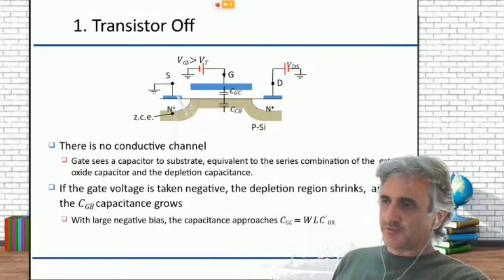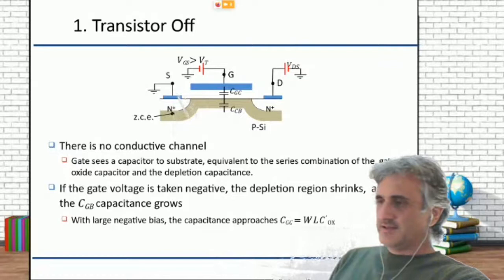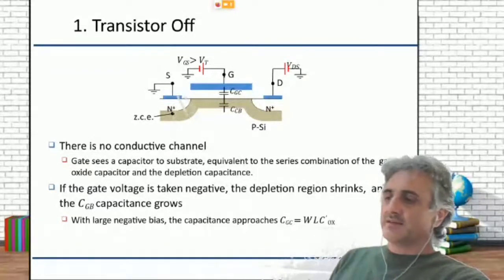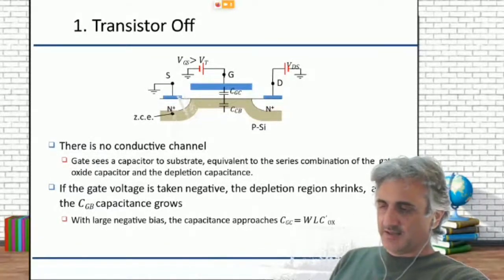But for large negative bias, what you get is that the gate channel is the maximum possible capacitance, which is WL multiplied by the gate capacitance per area unit. This is the maximum possible capacitance.